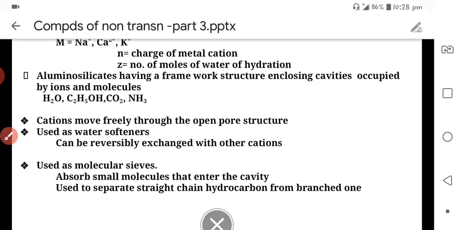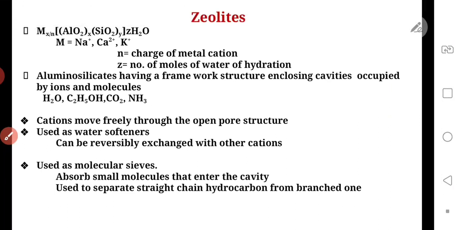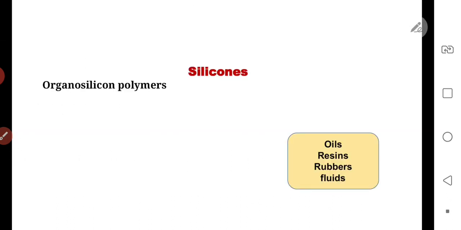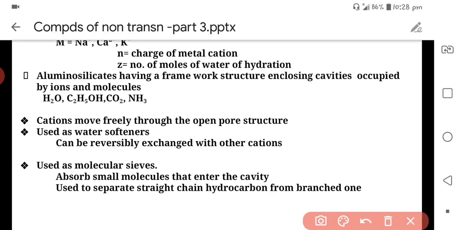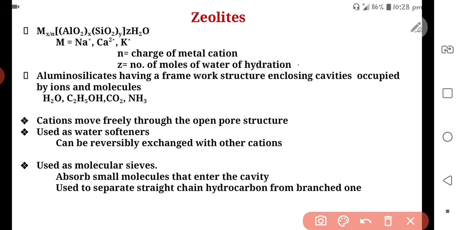So we have seen the general formula and also some of the examples of zeolites. This z indicates the number of water molecules of hydration. Next, as I already told, they are aluminosilicates, that is, they contain alumina, AlO2, and also SiO2. Next, the structure has a framework. They have a framework structure enclosing cavities, and these cavities are occupied by ions and molecules like water, ethyl alcohol, carbon dioxide and ammonia.